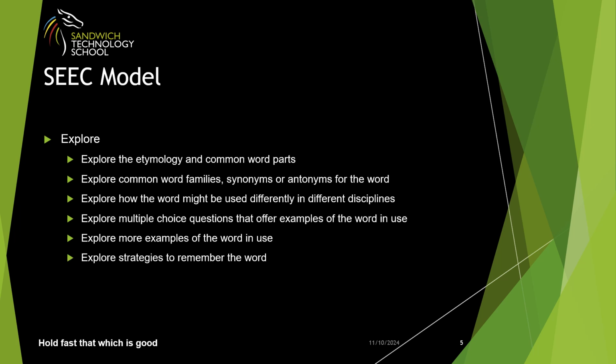The second E is explore. Explore is where we use a range of different teaching strategies to break that word down. We're going to be looking at the etymology, for example, and the word families. We're going to use things like the Frayer model that we did in a previous training session, word webs, vocabulary maps, a whole range of different ways that we can unpick that word a little bit and get them thinking about it. What do these bits of the word mean, etc.